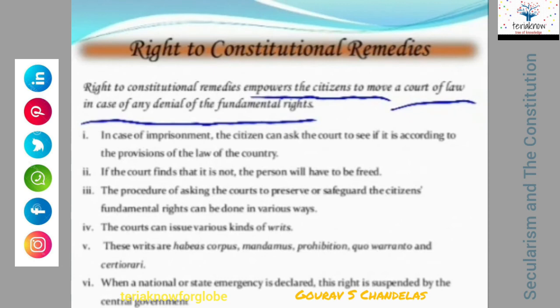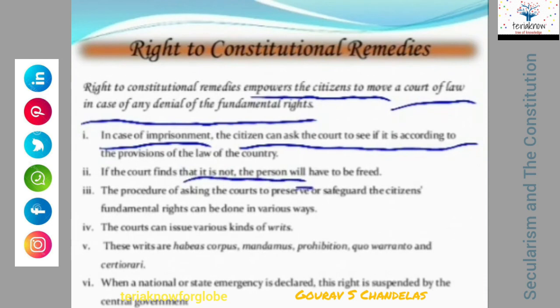Now, in case of imprisonment, the citizen can ask the court to see if it is according to the provisions of the law of the country. If the court finds that it is not, then the person will have to be freed. It means without reason, no one can arrest anyone. Police are not forced to arrest unless there is an offense.